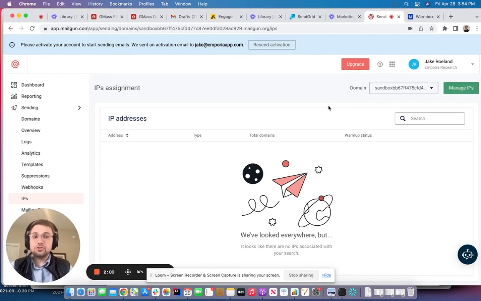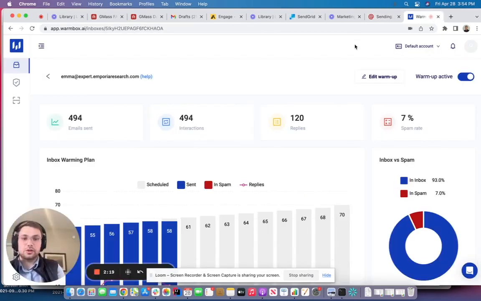So what you're going to want to do is go ahead and warm this email up. There's a couple of different things you want to think about here. One is just consistently warming up, and there's probably 50 different tools out there that'll help you do this in an automated fashion. One that I like is called Warmbox. So we'll look at this quickly. This is one that we're actively using at Emporia.